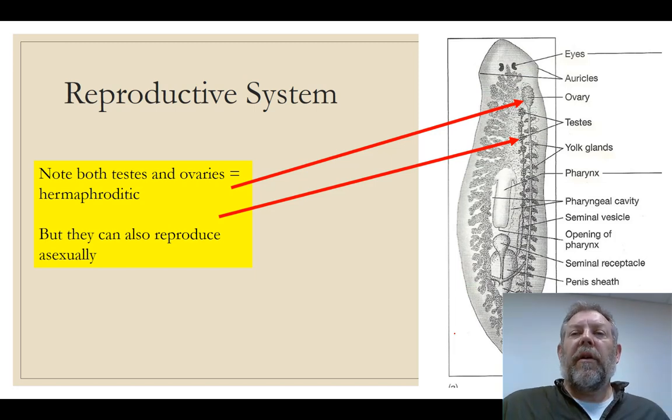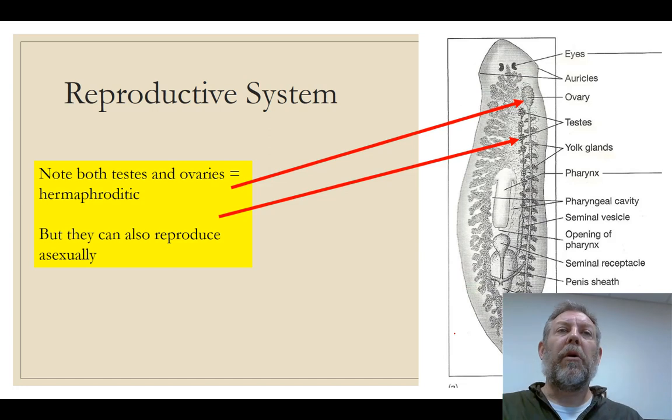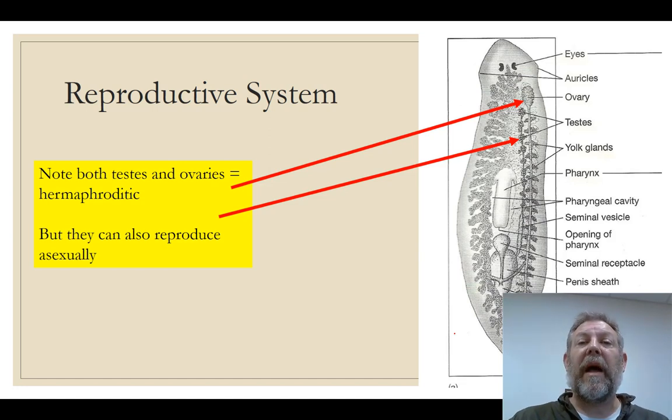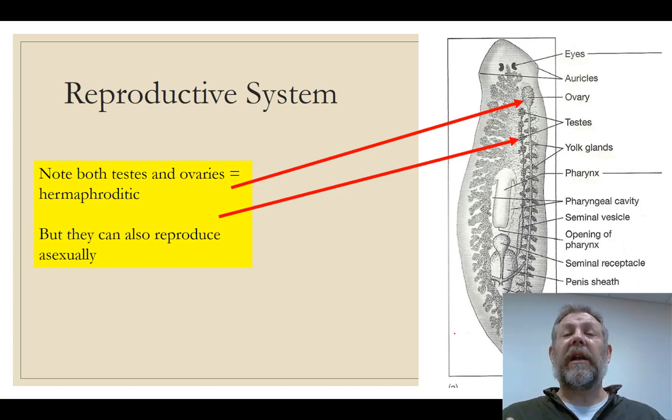Okay, you can notice here, this is a diagram that shows the reproductive system of a planarian. And you'll notice that they've got both testes and ovaries, so they're hermaphroditic. But they also have the ability to reproduce asexually. So it's similar to what we talked about in the hydra last week. They have both sexual and asexual reproduction. And we'll see that in a lot of our organisms, that they can reproduce both sexually and asexually. A lot of times it depends upon the environmental conditions.